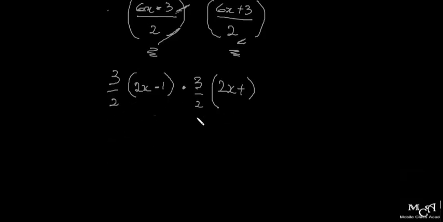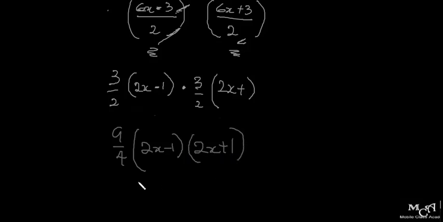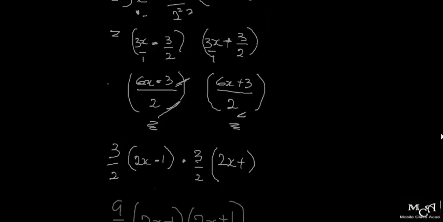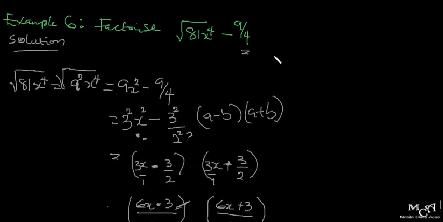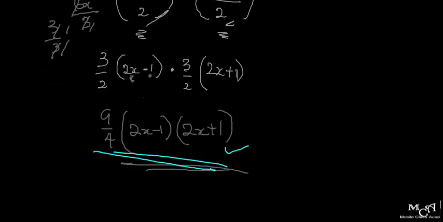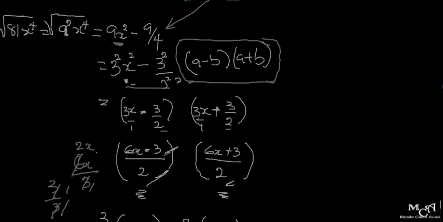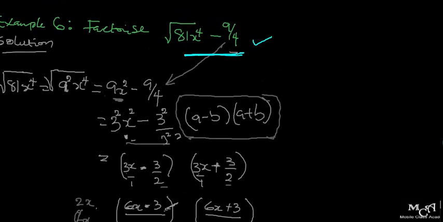We are going to bring this equation together. We are going to multiply this equation. So 3 times 3 is going to give me 9. 2 times 2 is going to give me 4. So I'm having 9 over 4, 2x minus 1 in bracket, 2x plus 1 in bracket. So this is the answer to the question we have up here. This is the answer to this equation. I'm sure when you listen to the class maybe once or twice over, you will understand the class better.